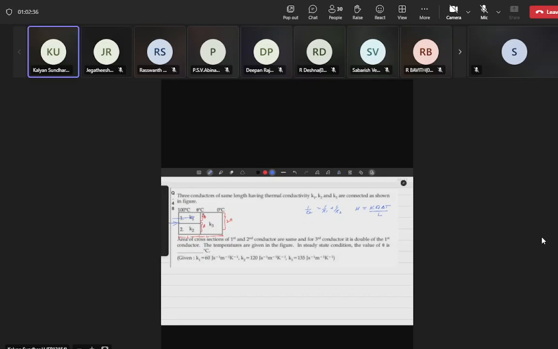Understood? For the remaining values, all the values K1, K2, K3 they have given. Area will automatically get cancelled out. Why? Because all are having 2 times the A. And for the temperature, for K1 and K2 the temperature difference will be 100 minus theta, 100 minus theta. For K3 alone it will be theta minus 0. That theta is what we have to find, what they are asking, the temperature theta.